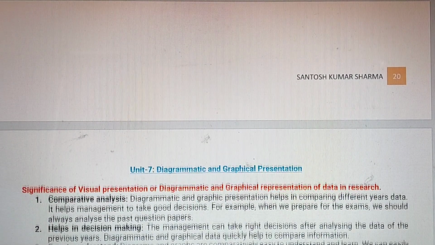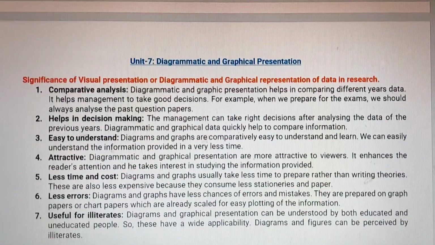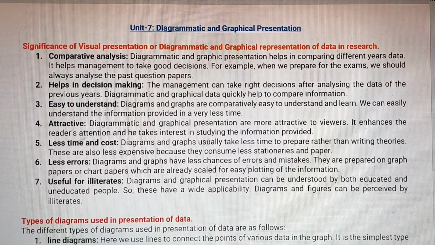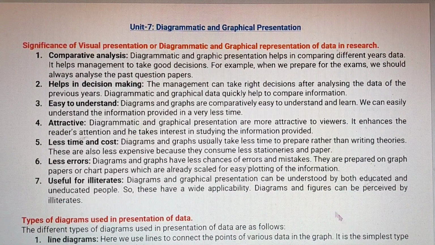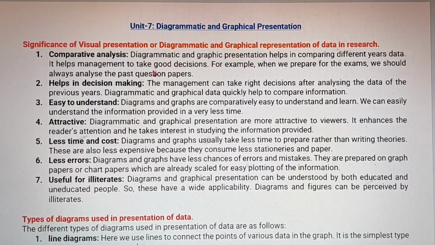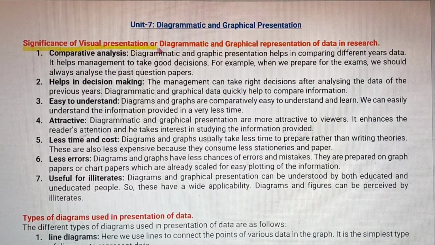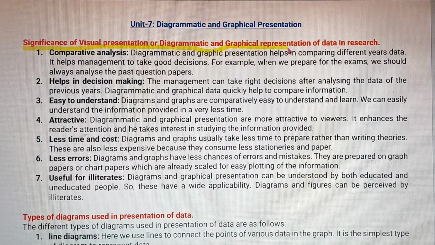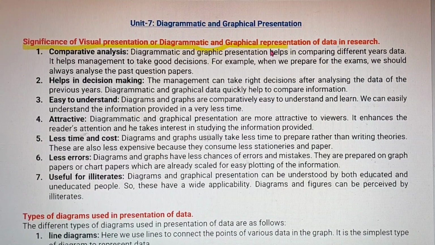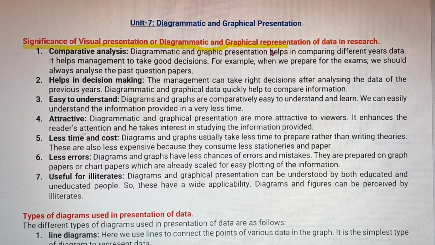Okay. The next concept, the next unit, in fact, unit 7, diagrammatic and graphical presentation of data. Now this question is an important one, like significance of visual presentation and diagrammatic or graphical representation of data. How this diagrammatic presentation is useful or important for a business enterprise.